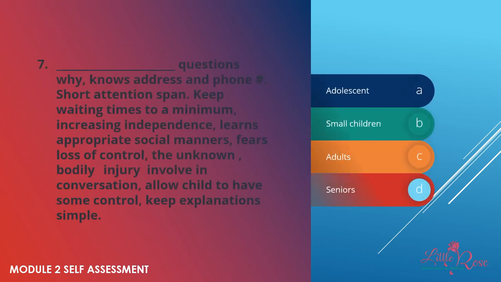Blank questions why, knows address and phone number, short attention span, keep waiting times to a minimum, increasing independence, learns appropriate social manners, fears loss of control, the unknown, bodily injury, involved in conversation, allow child to have some control, keep explanations simple. Adolescent, option A. Small children, option B. Adults, option C. Seniors, option D. Question number 8.